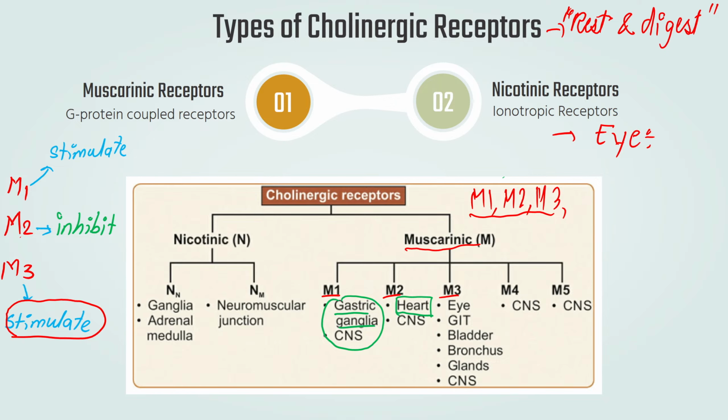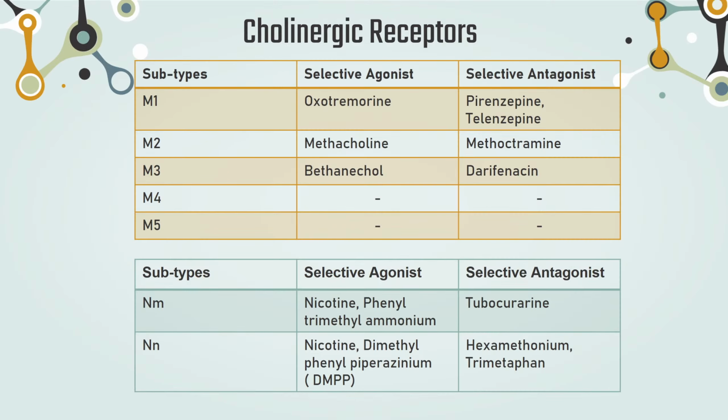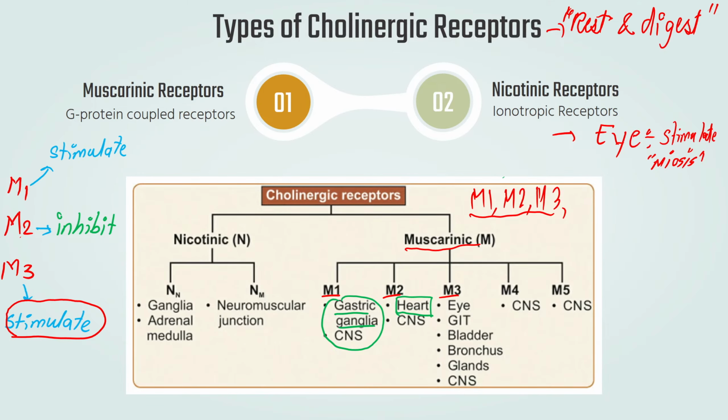So in the eye, what does it do? It will stimulate the constrictor muscle of the eye, and it causes miosis. I'll explain the actions in the further slides. M3 is present in the eye. It is also present in the GIT. Obviously, here also it will stimulate the GIT. Present in the bladder. All of the rest and digest functions you remember. If you remember rest and digest, आपको location याद आ जाएगा.